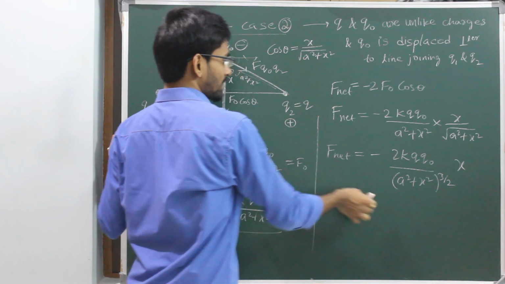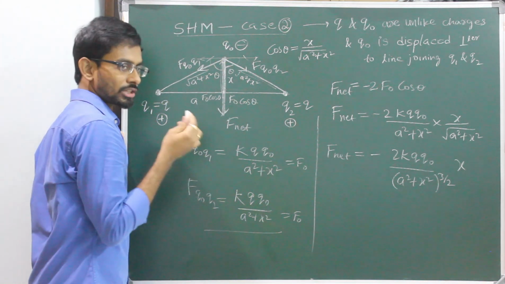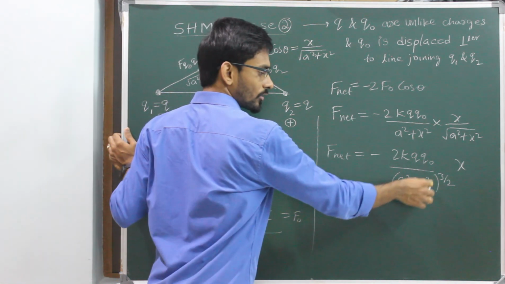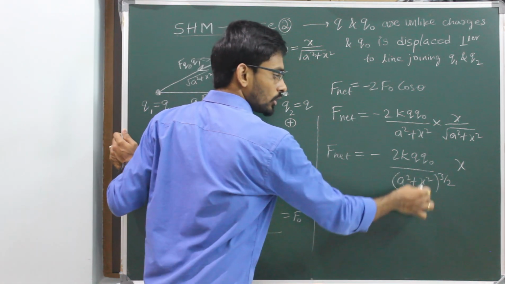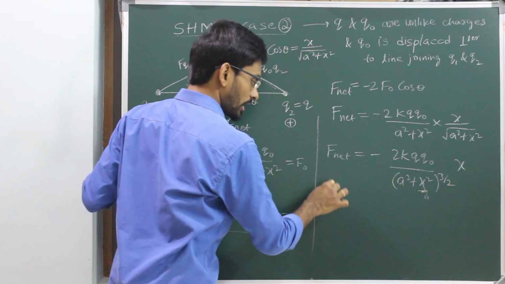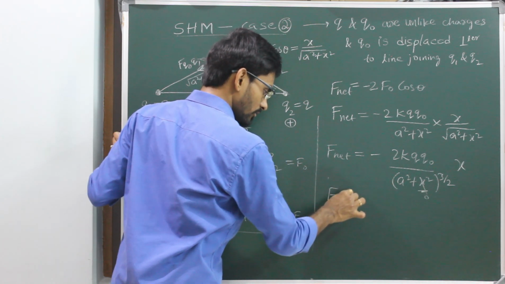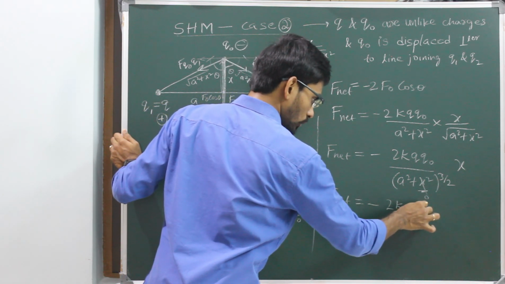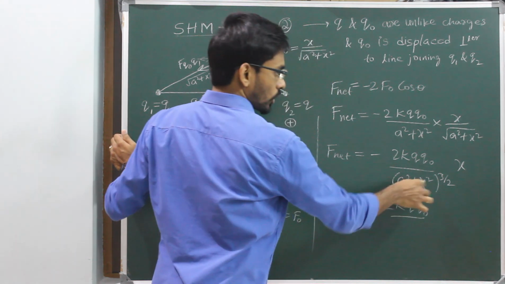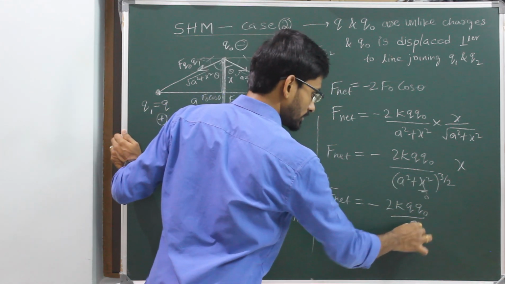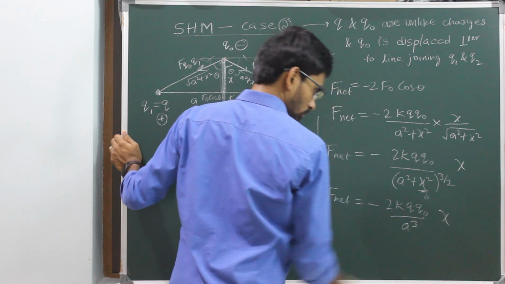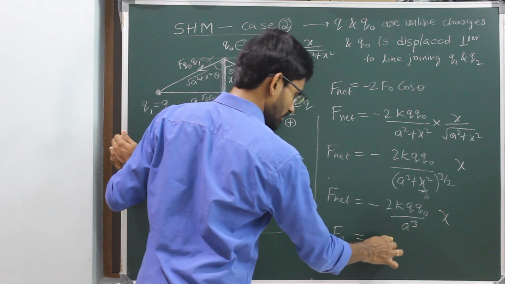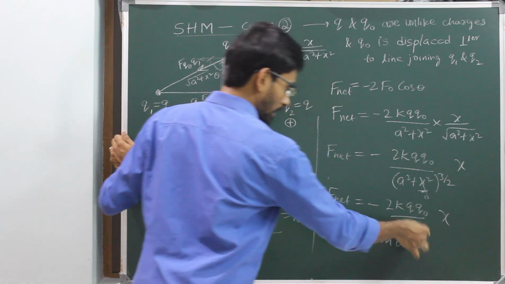Now here again, the displacement we have taken is very small, we have displaced it by a small value, so x is very small, so x square will be further small, and we can ignore this. So from here you will get f net as minus k into q into q naught by a square whole power 3 by 2, so it will be a cube, into x. So this is again in the form of restoring force F equals minus m omega square x. Now we can compare these two.